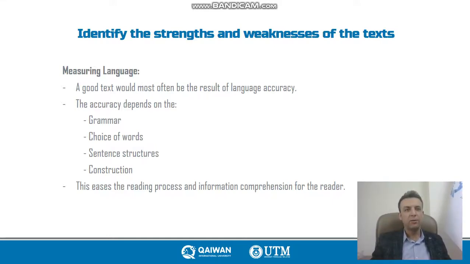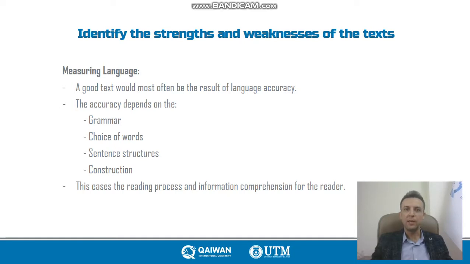Well, regarding the language, we say the language of an academic essay must be accurate, and this accuracy is measured in terms of these four elements: grammar, choice of words, sentence structures, and constructions. By grammar, we mean that the grammar must be used accurately. There must be many different forms of grammar because the range of grammar is an asset in writing. That means you must be able to use many different grammatical structures, and you must be able also to use it accurately.